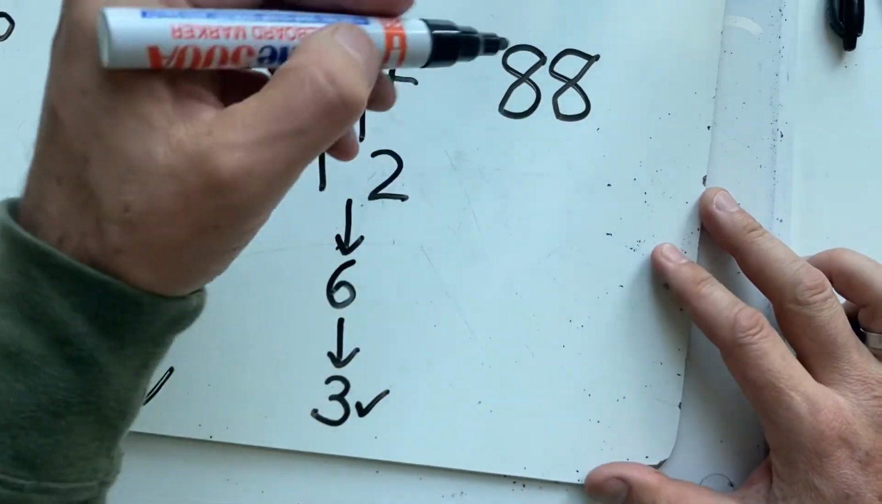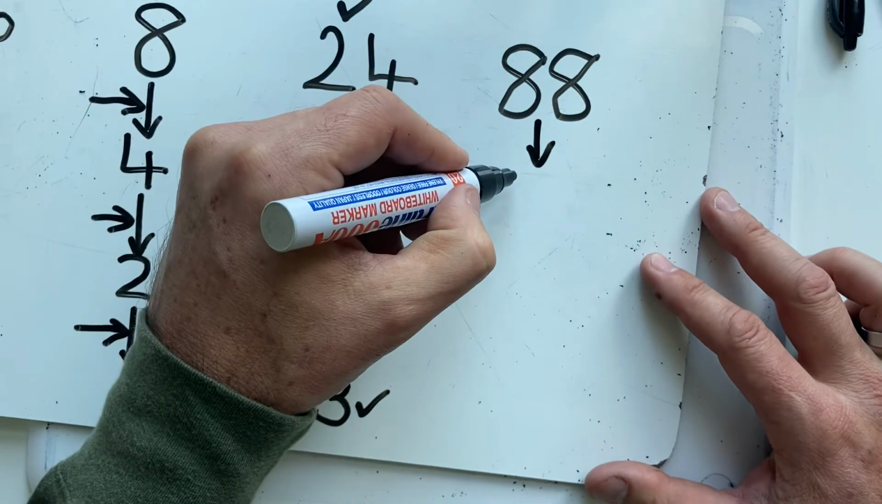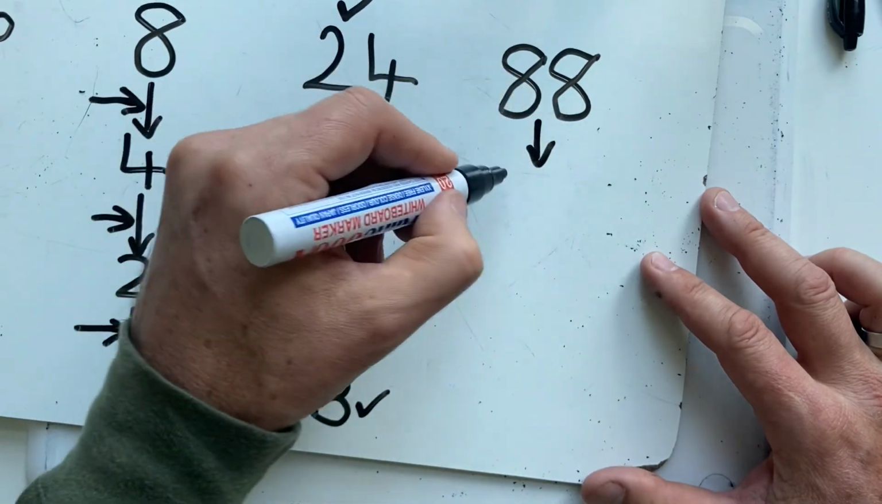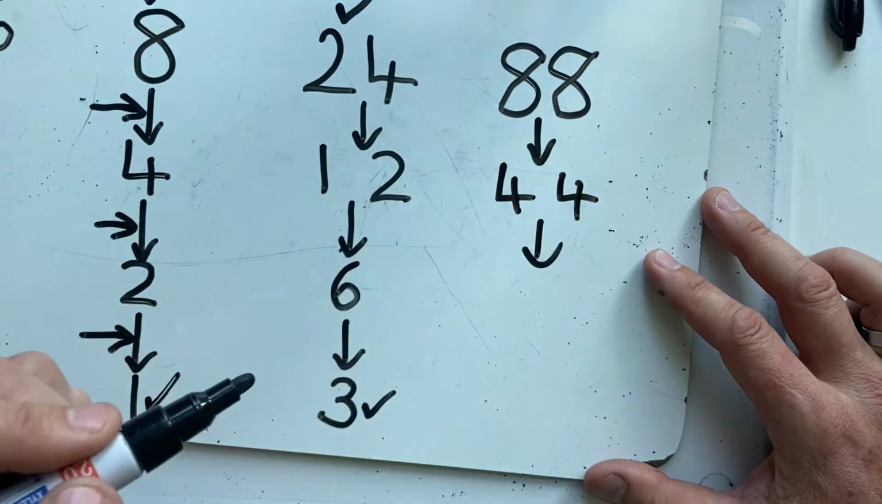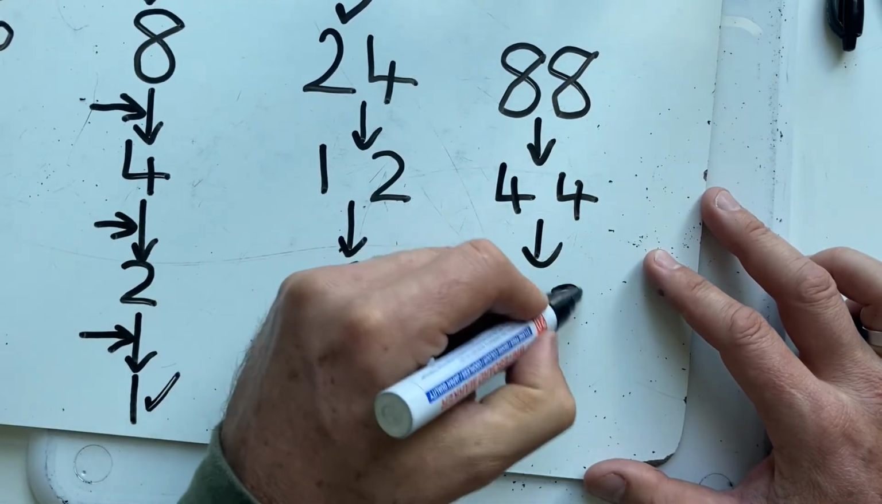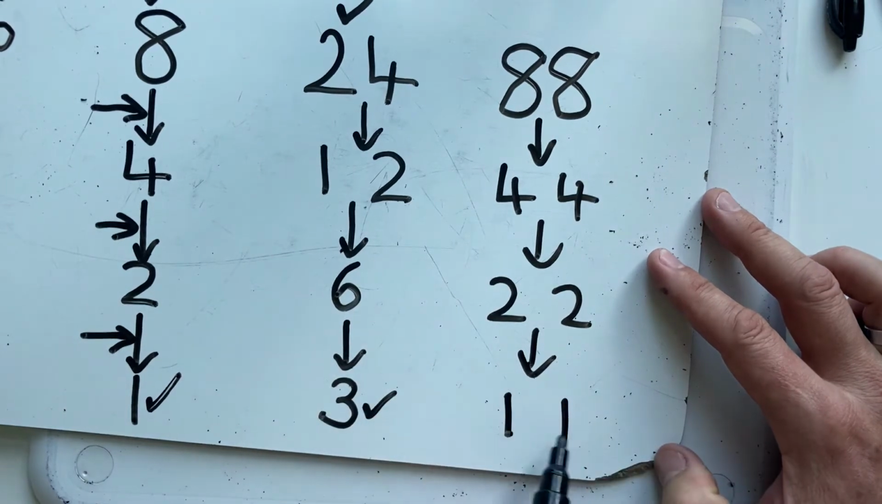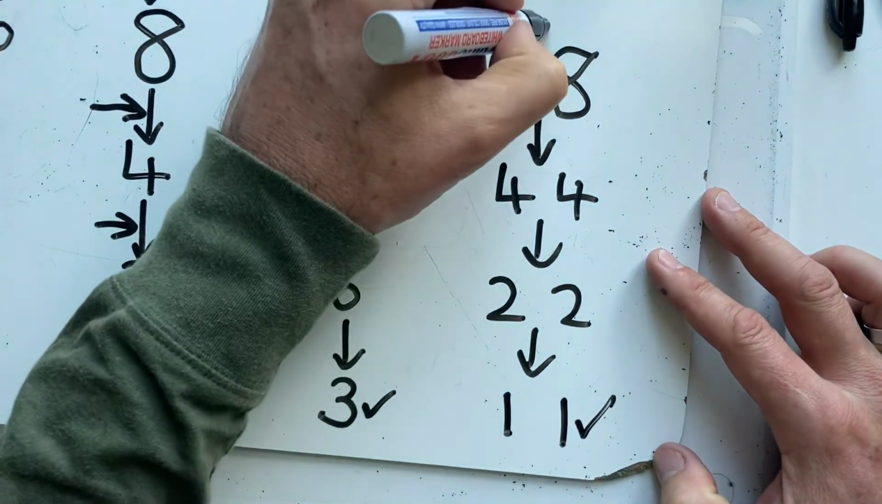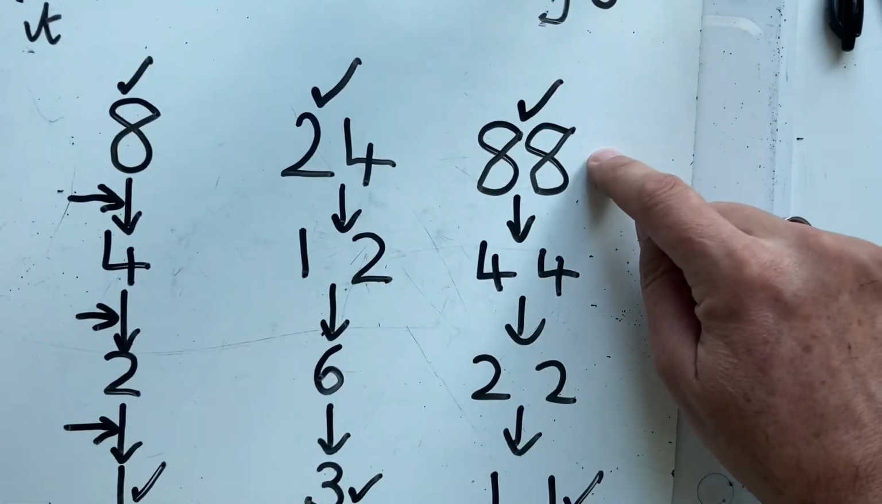Okay, over here, 88. Half of 88, well, half of 80 is 40, half of 8 is 4, so it's 44. Halve it again, 22. Halve it again, 11. Is this a whole number? Yes, it is, so this one must be a multiple of 8, or it must be divisible by 8.